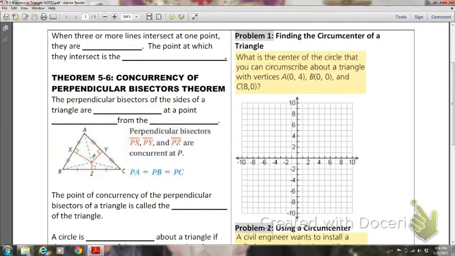In problem 1, we're finding the circumcenter of this triangle. It says, what is the center of the circle that you can circumscribe about a triangle whose vertices are, let's plot these. A is 0,4. B is 0,0. And then C is 8,0. So let's draw this triangle.